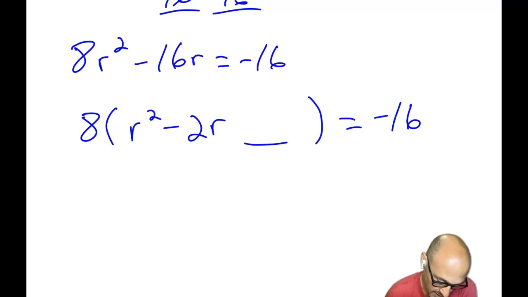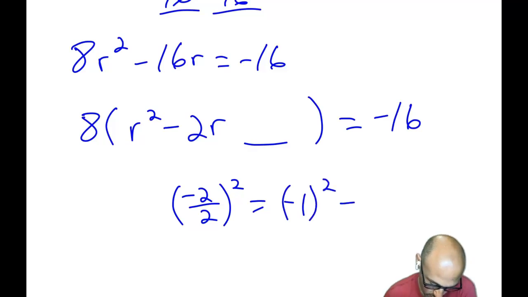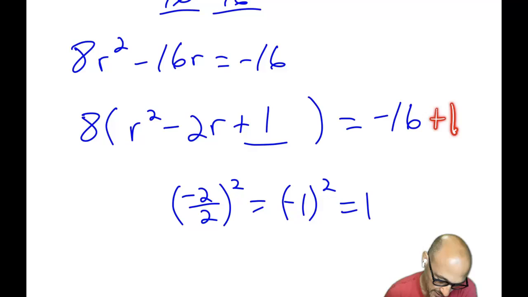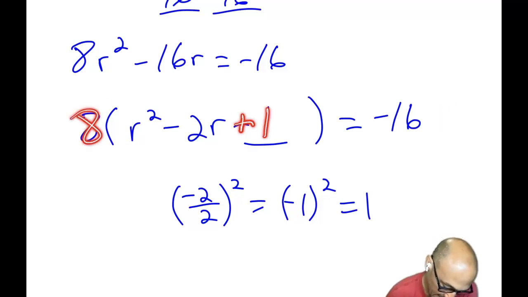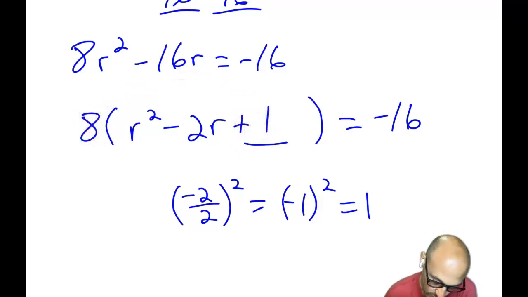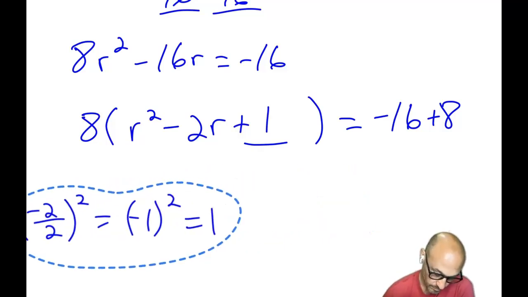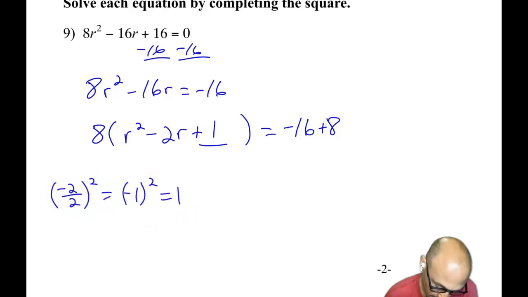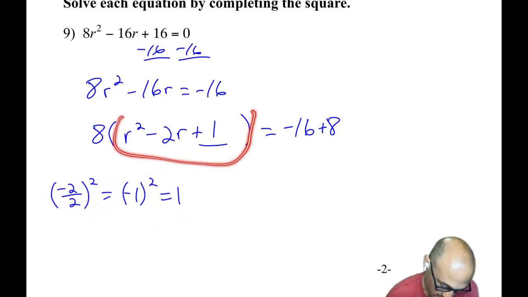And so remember, what I do is I take this term and I take that coefficient and divide it by 2 and then square the result. And that's going to be -1 squared, which equals 1. So a 1 goes here. So I'm adding 1. But I need to be careful. I can't just add 1 here because actually when I added this, it's 8 times 1. So I'm actually adding 8 on the left-hand side. So I need to add 8 on the right-hand side to keep it balanced.